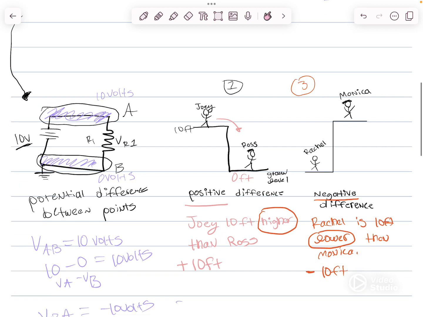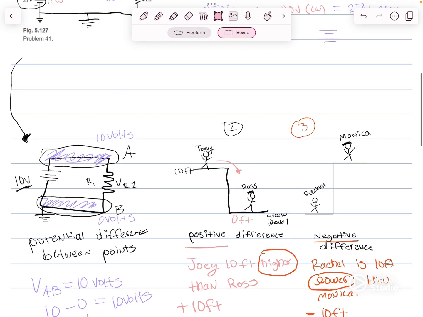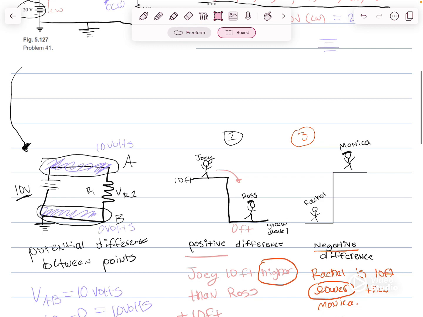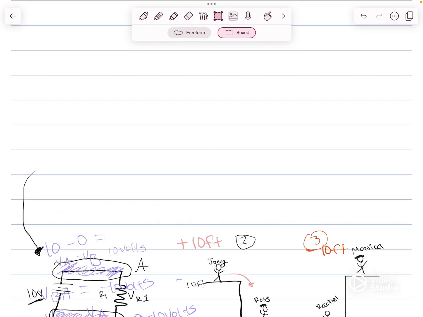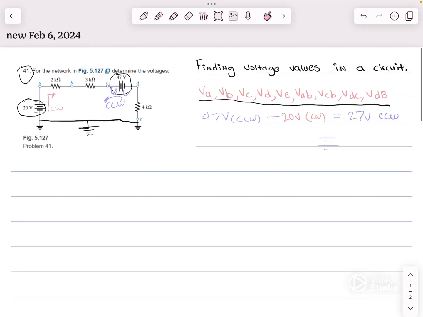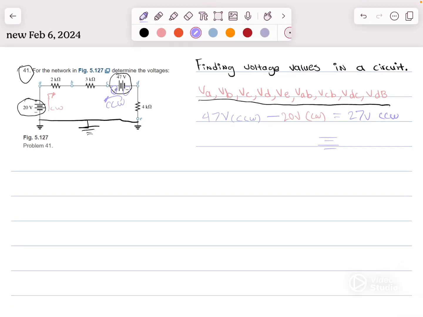I'm going to move this work down so we have some more space for this problem. So I have my 27 volt battery right here. And it's okay if I move around my resistors in this case, because right now I just want to know some more information about my circuit.